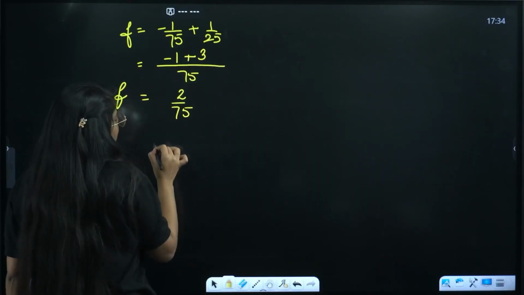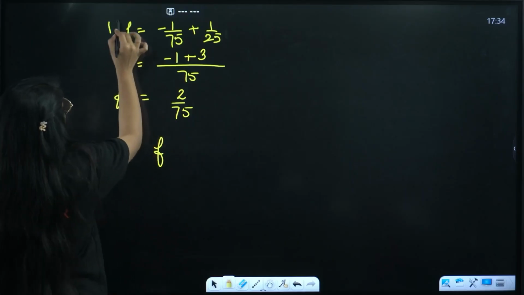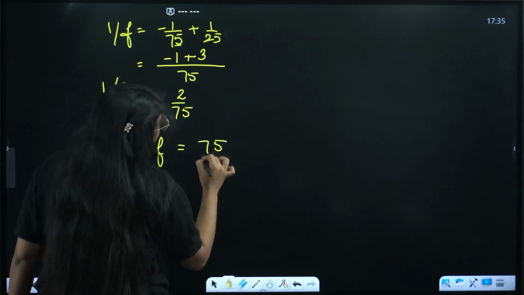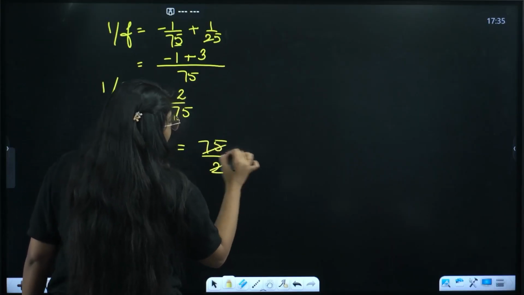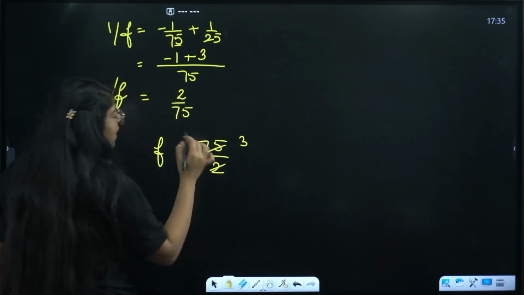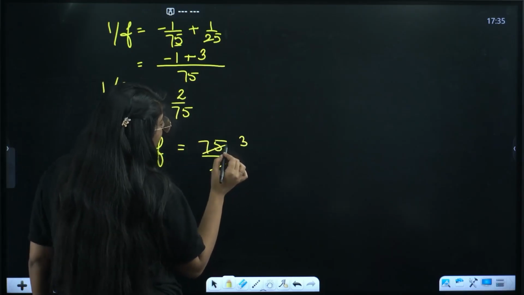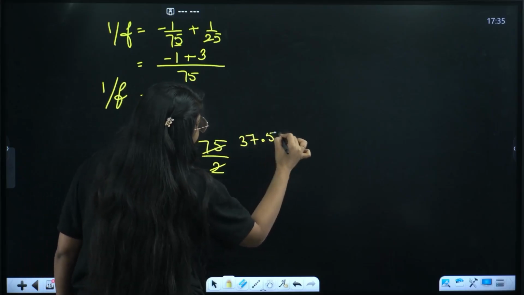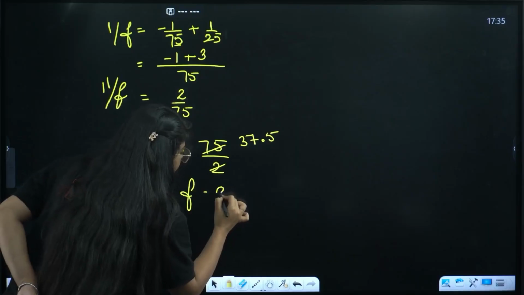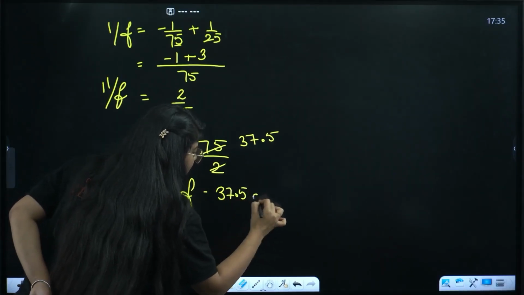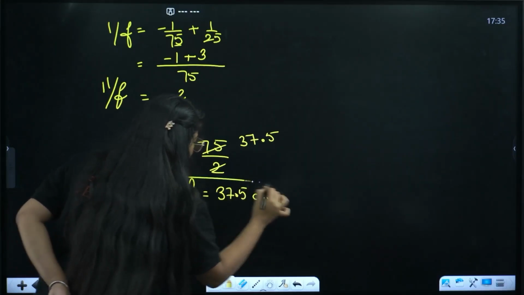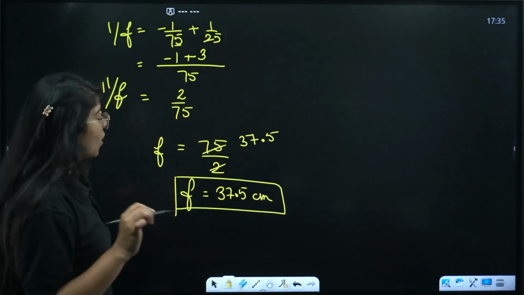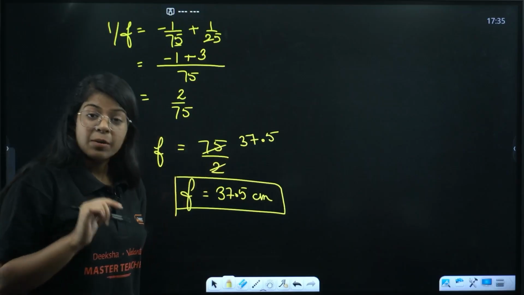This was 1 by focal length, right? 1 by focal length is 2 by 75, so focal length will be 75 divided by 2, which is 37.5. So focal length is simply 37.5 centimeters. Any doubt, my friend? Any doubt? Okay. Now we also have to find the power, right?